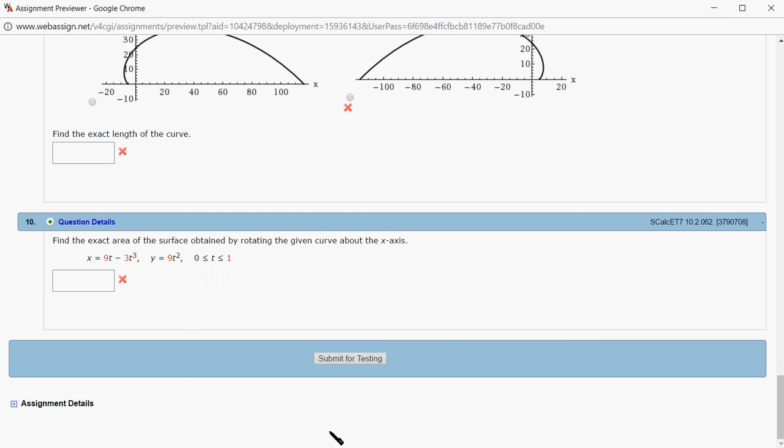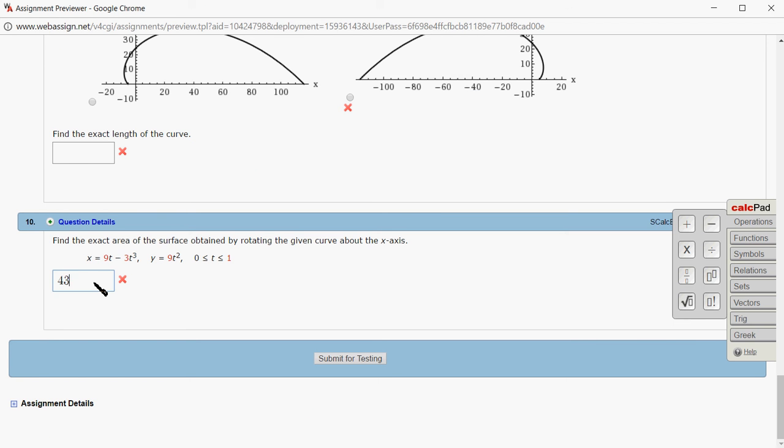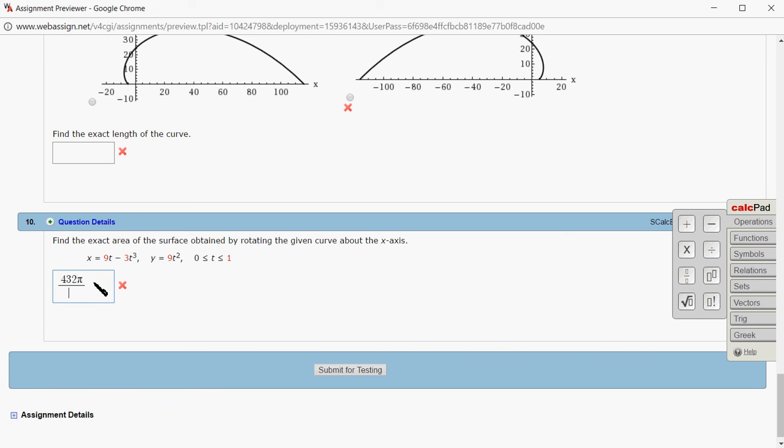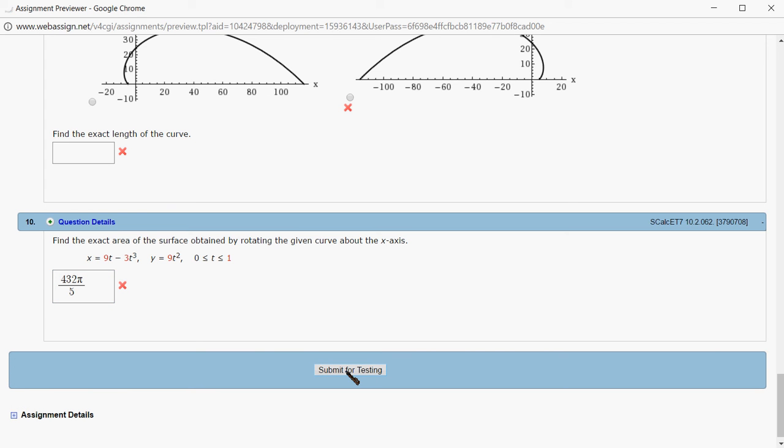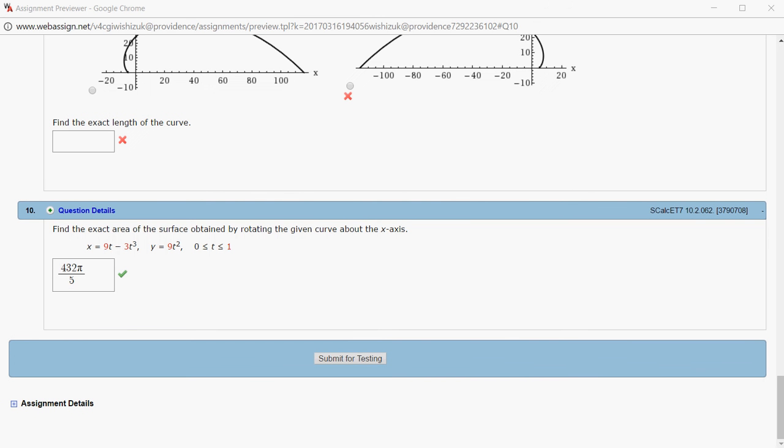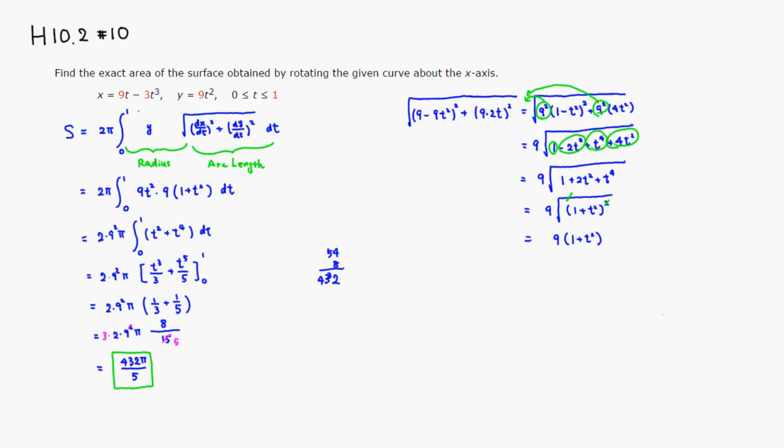Let's type it in. Oops, that's not it. We have 432 pi over 5. Let's submit for testing. It came back and looks like we got this one correctly. That's it. I hope that this was clear.